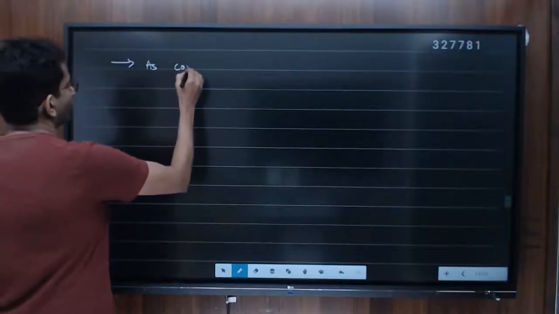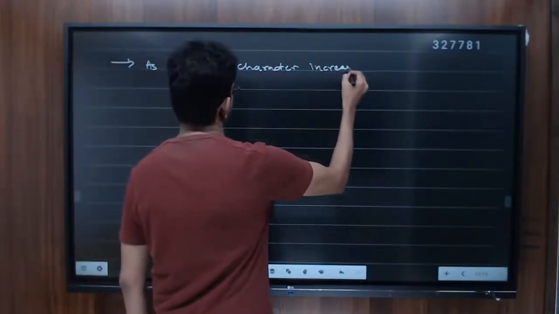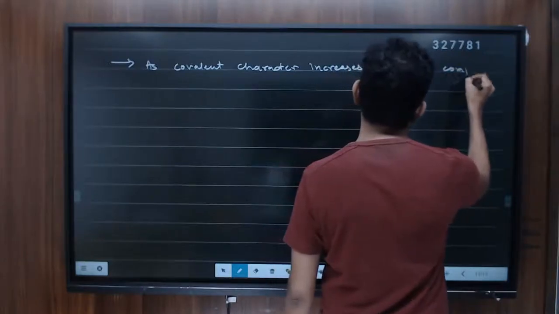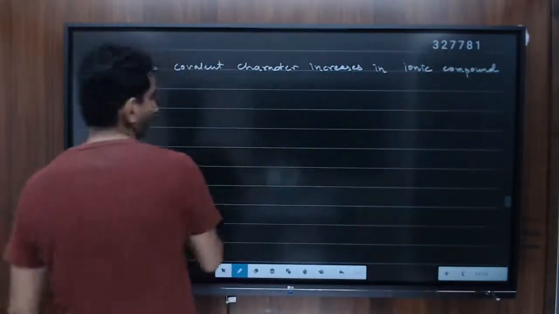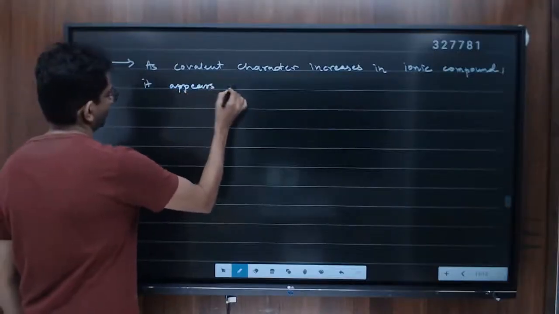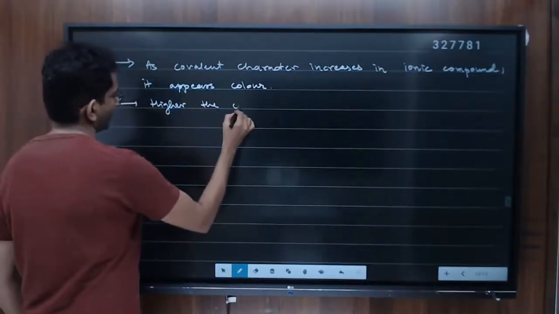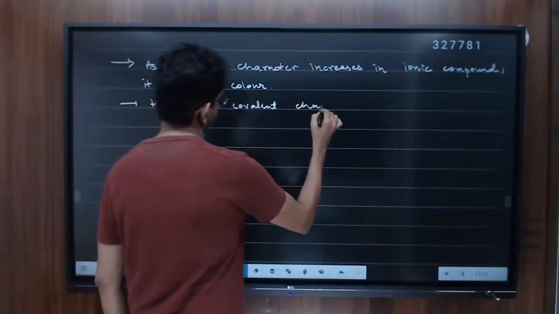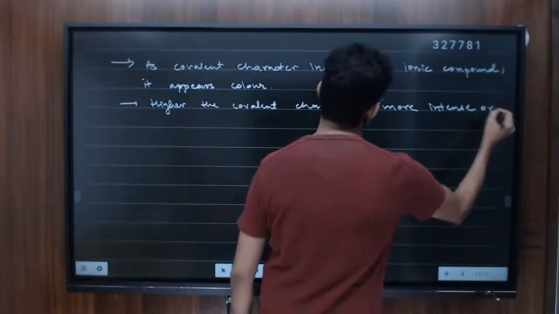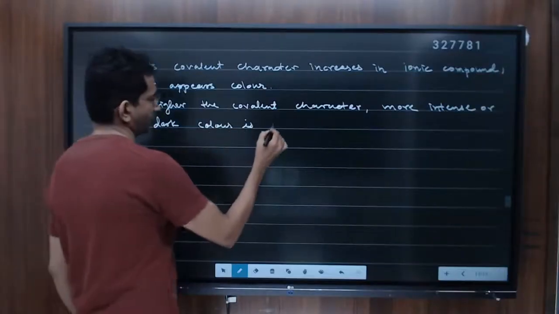As covalent character increases in an ionic compound, it appears colored. The higher the covalent character, the more intense or dark the color observed.